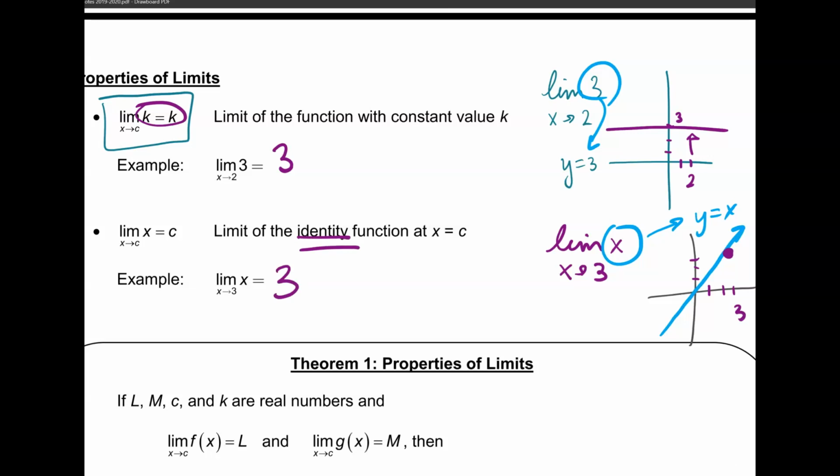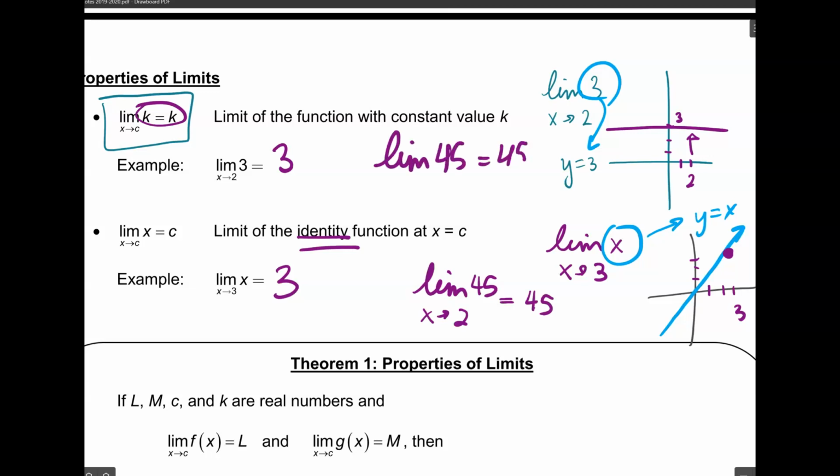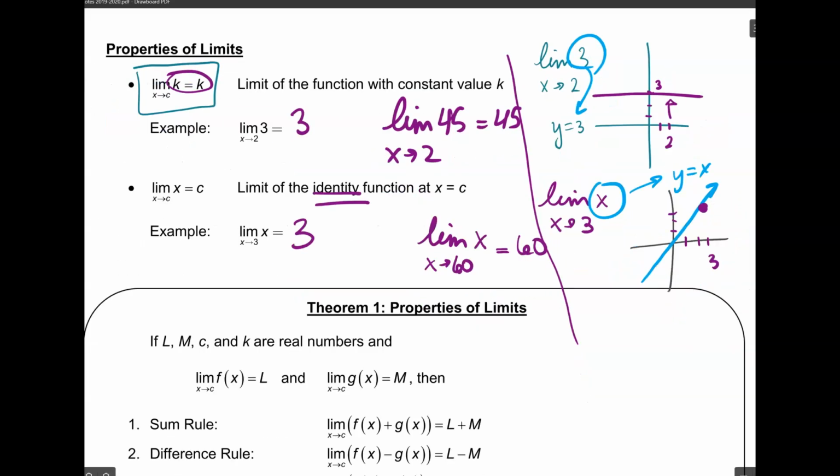Do we remember this? If I gave you the quick poll now, we'd get hundreds? Okay, what if I took the limit of 45 as x approaches 2? What is the answer? 45. Awesome. What about the limit of x as x approaches 60? 60. So these are two other examples for both of these properties: the limit of a constant and the limit of the identity function. Now, other properties of limits.